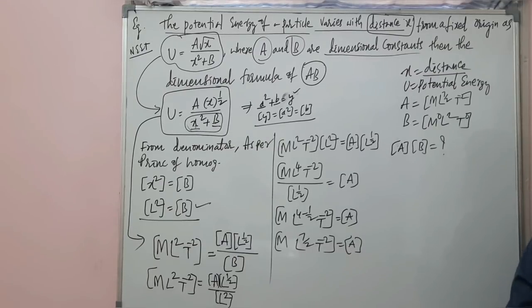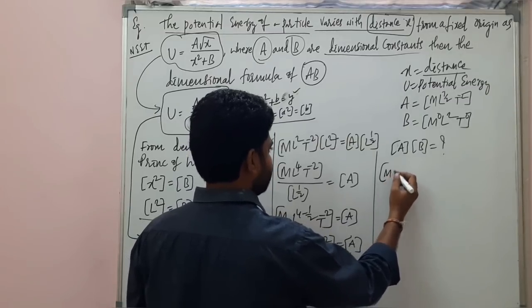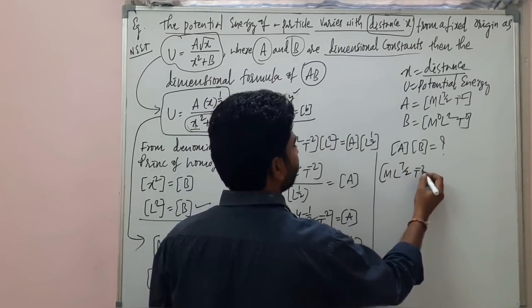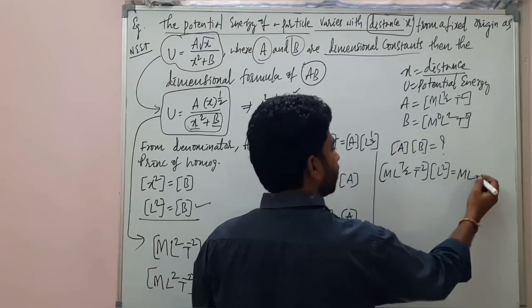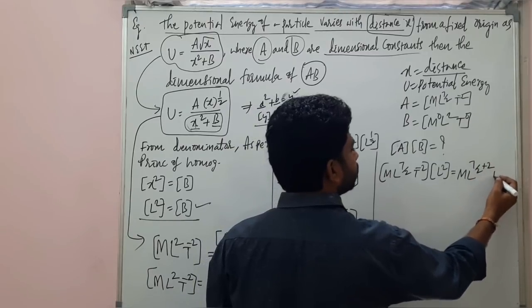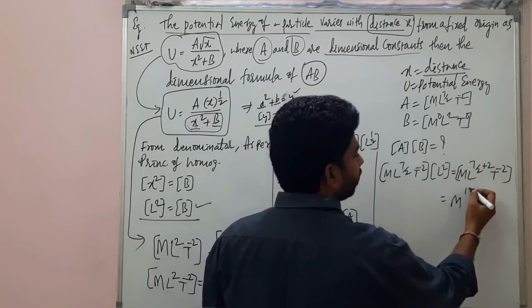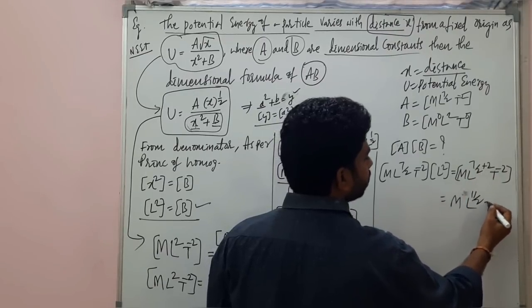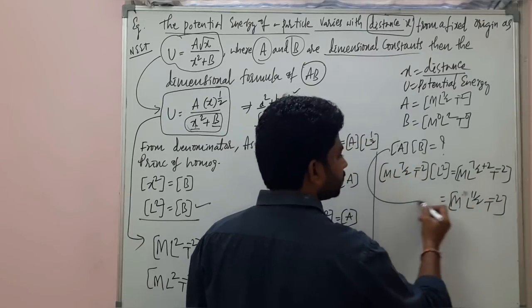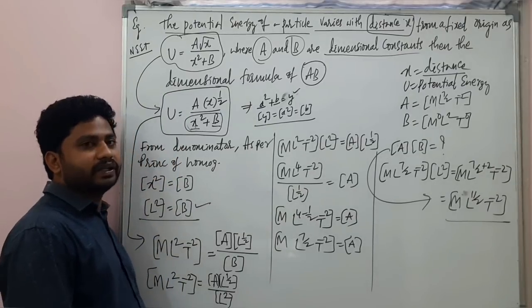But the question is, find the product of A and B. Let's do the multiplication of this A and B. M L to the power 7 by 2 T minus 2 into B, which is L square. What is that? M L to the power 7 by 2 plus 2, T minus 2. So L raised to 2 twos are 4, 7 plus 4, 11 by 2, T minus 2. So that is the answer: M L raised to 11 by 2 T minus 2.